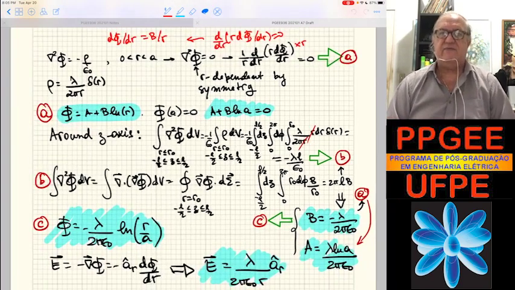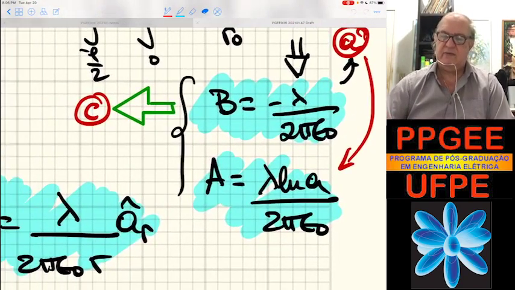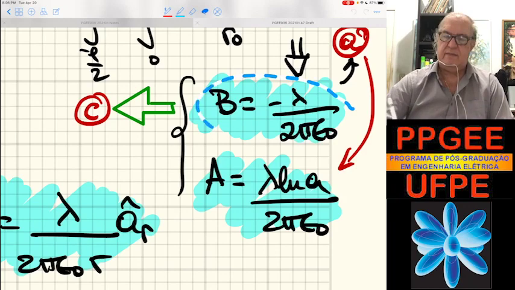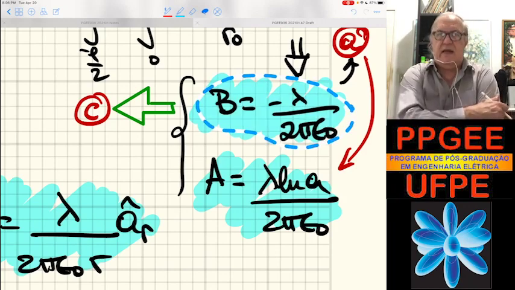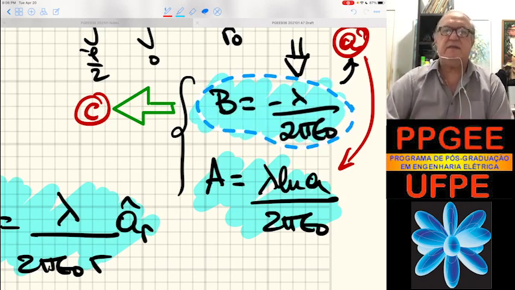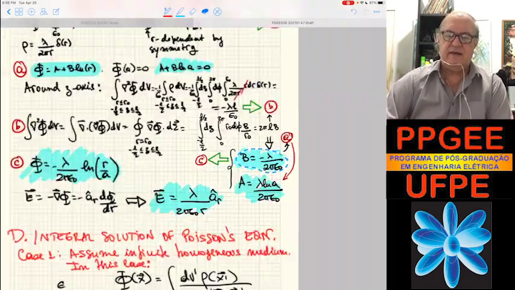Then we have a way to find B. So that's what we got. We have B. And we have another relation between A and B, which we just derived on the previous page.